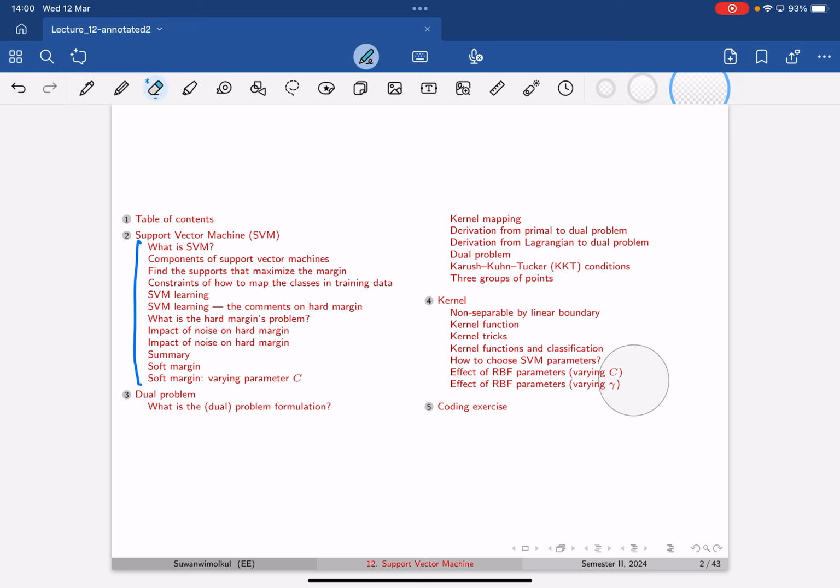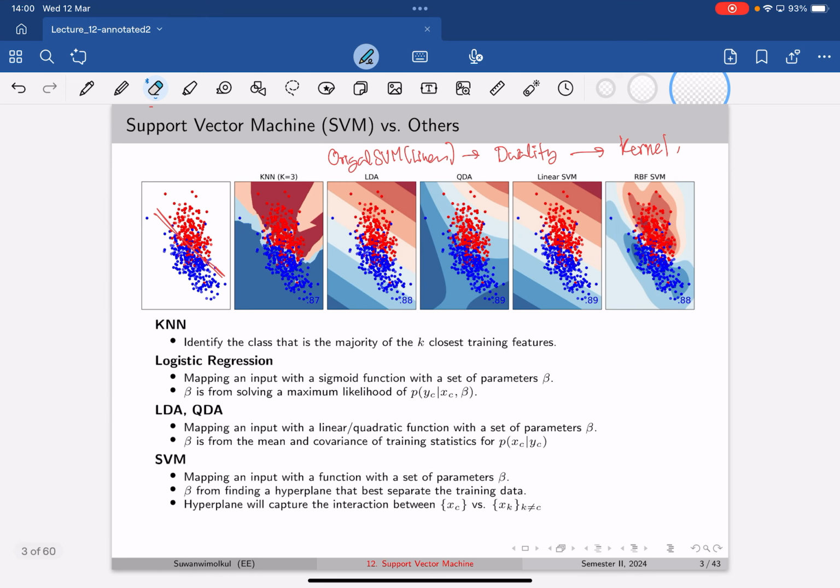Okay, so what is support vector machine, or SVM? Actually, SVM is a classifier, a discriminative model. Just like the others, that was KNN, LDA, QDA, SVM is another tool to do the classification. But what is special about SVM is that it actually has a lot of features. I mean, it has a lot of functions together to be used in performing classification.